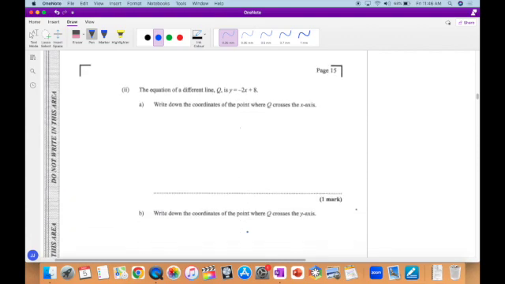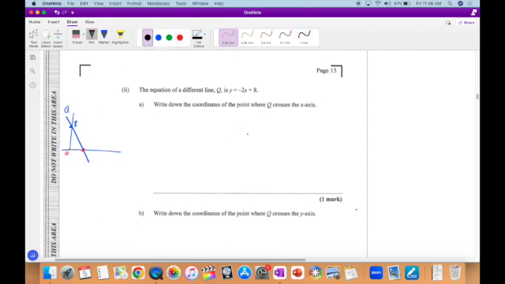The equation of a different line Q is y is equal to minus 2x plus 8. Write down the coordinates of the point where Q crosses the x-axis. Well, we could sketch Q quickly, because we can see a negative gradient and it crossing at plus 8. So Q is going to look something like this, where this is plus 8 here and it has a negative gradient. We want to know where this cuts the x-axis.